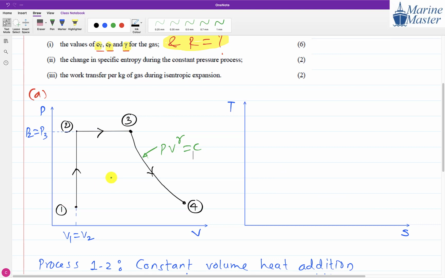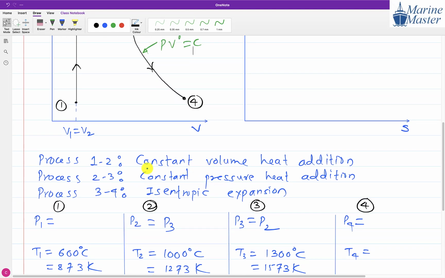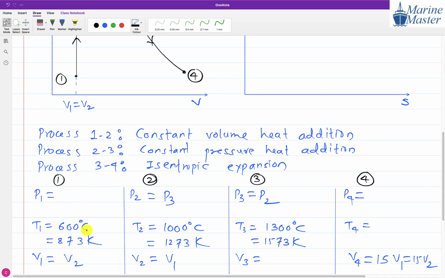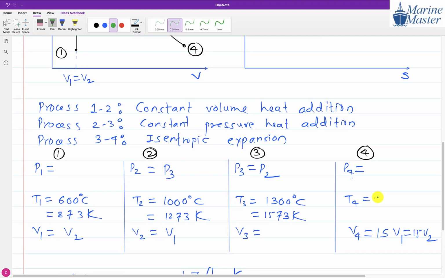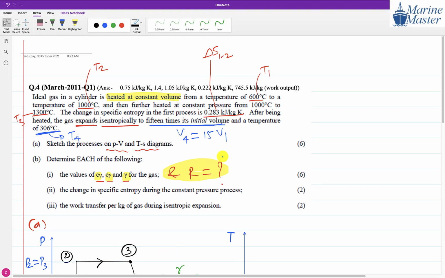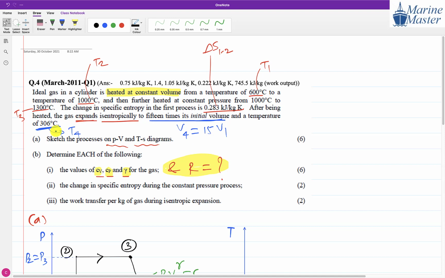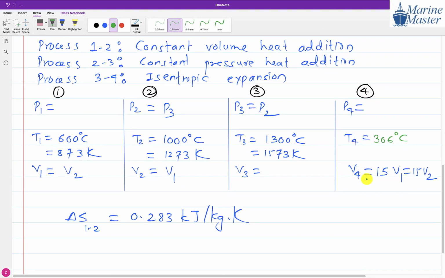Now, is there any polytropic process out of these three? No polytropic process. And we have the temperature of all points also here. Oh, we missed the temperature of point 4. Add T4 here, 306 degrees Celsius. So it becomes 306 plus 273, 579. T4 is 579 Kelvin. We missed that one.